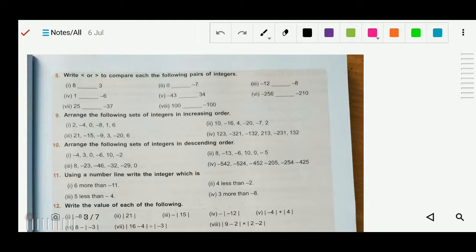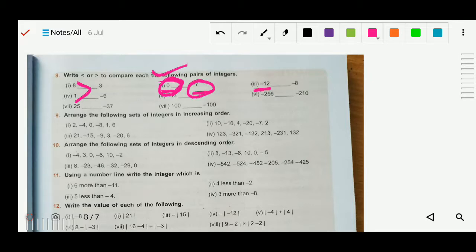Okay, 8 and 3 you can easily do. Who is the greater number? Of course this one. 0 and minus 7, who is on the right side? Of course 0, so 0 will be greater. Or you can say he has no borrow but he has taken minus 7, so of course 0 is the bigger number.